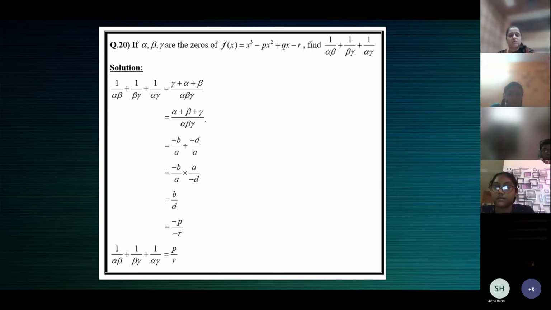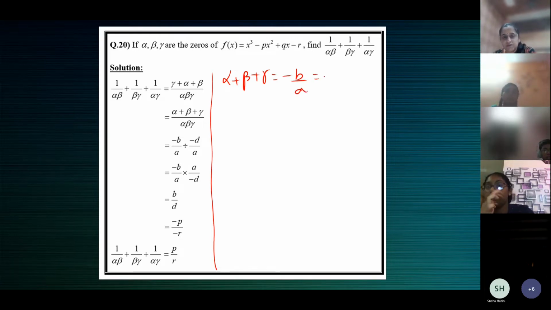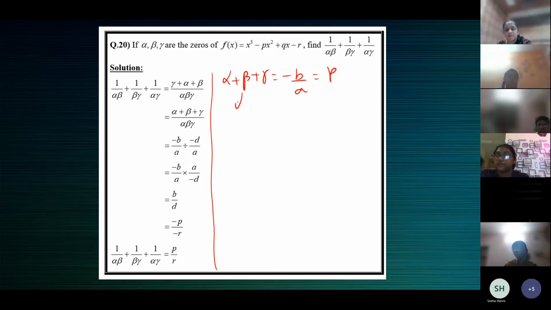You can also do it like the way I explained. Alpha plus beta plus gamma is equal to minus b by a, which is minus p by 1, which is p. And alpha beta gamma is equal to r. We just understood earlier as r. So at this point you can substitute. The numerator is p. The denominator is r, p by r.